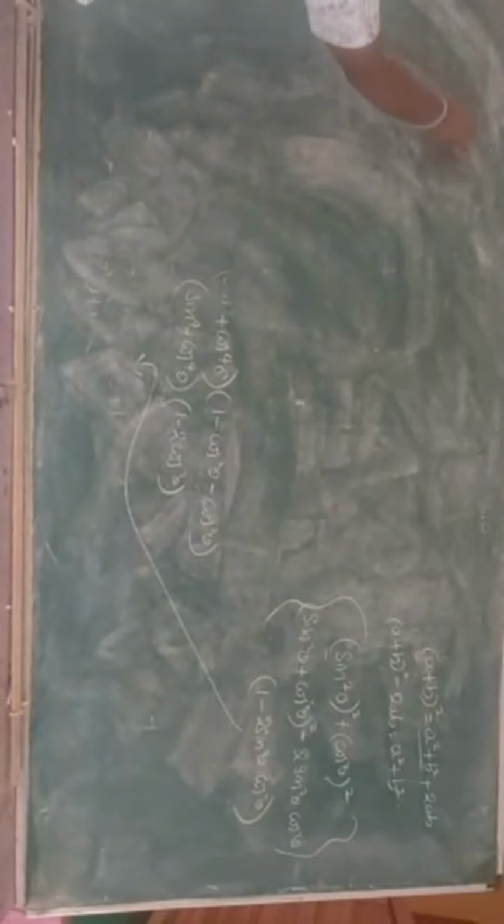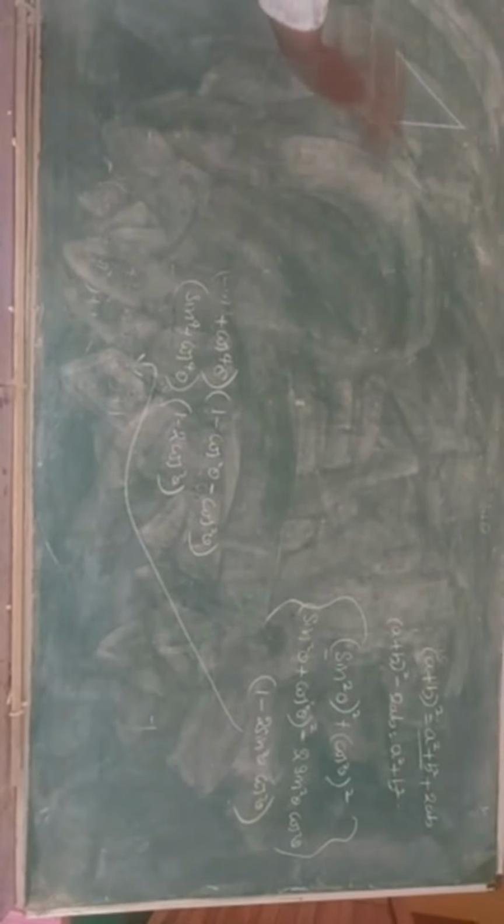Yes, finish. Yes, next. Last question. Question number 25. In a triangle ABC, right angle at B.